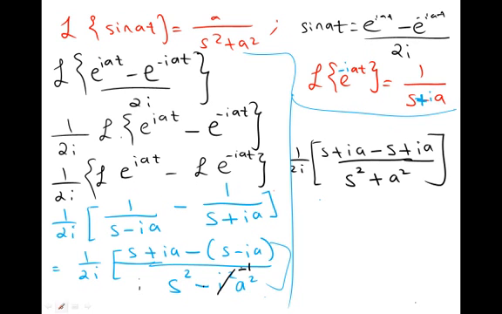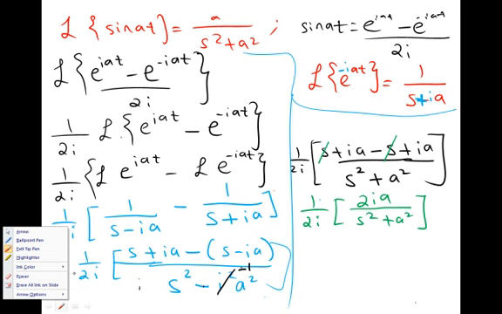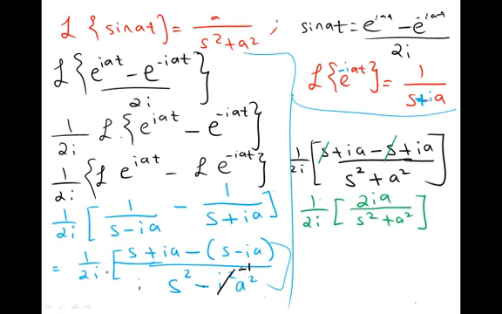Okay, good. So now what I can cancel out here is s with negative s, and you're going to be left with 2ia over s squared plus a squared. Now you can cancel out the 2i with the half of 2i. So what will be left is a over s squared plus a squared. So we have already proved here that Laplace of sine at equals a over s squared plus a squared.